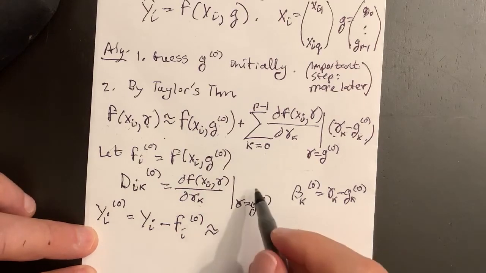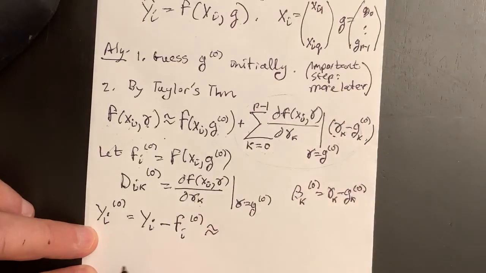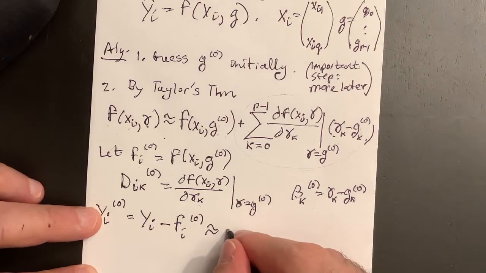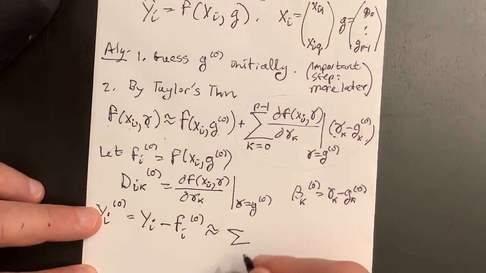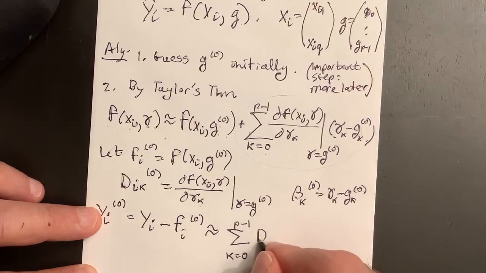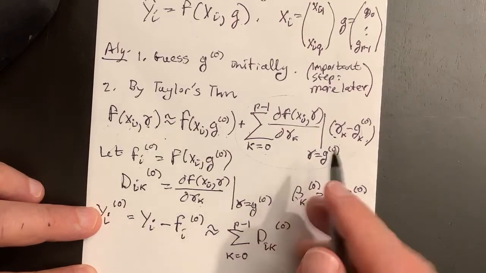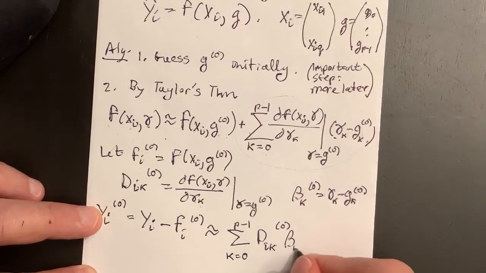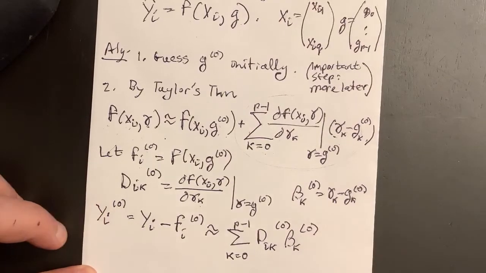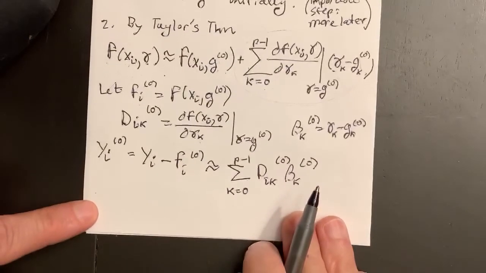So this is approximately equal to this whole summation, which we can write as a summation, or you can write it using vectors and matrices. So we'll just write it like this now using our notation: sum from 0 to p minus 1 of d_ik0 and b_k0. Okay, look, this is it. This is where we wanted to get to.